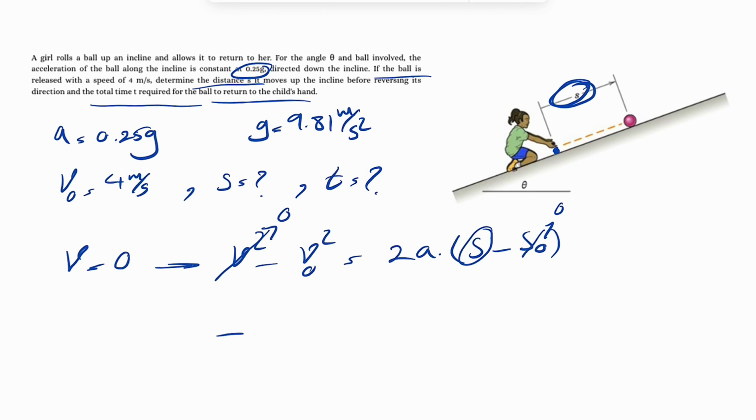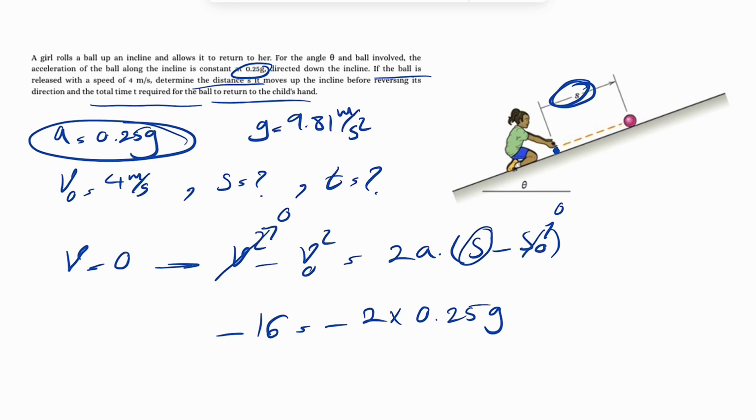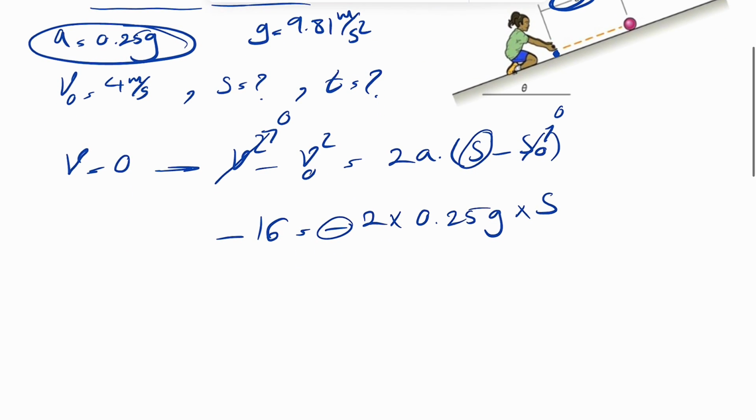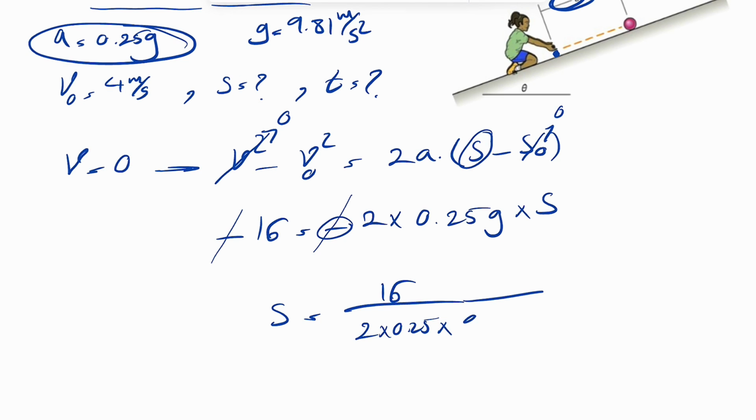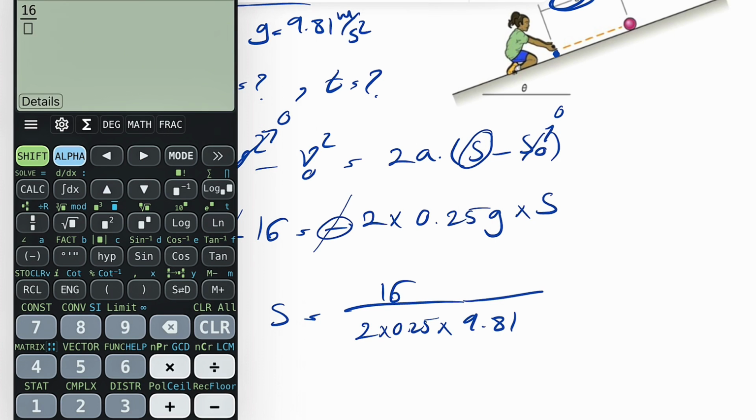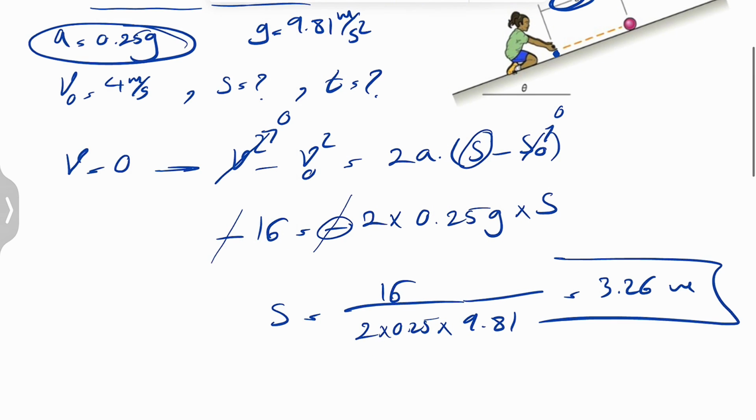So this will be 0 minus 4 squared, which is 16, equals negative 2 times the acceleration, 0.25 g. I put the negative sign in the back here, and s is what we are trying to figure out. We can find s here, so we can cancel out the negative sign. It will be 16 divided by 2 times 0.25 times g, which is 9.81. So let's calculate this very quickly. 16 divided by 0.5 times 9.81 gives us 3.26 meters. So that's the first part of the question.